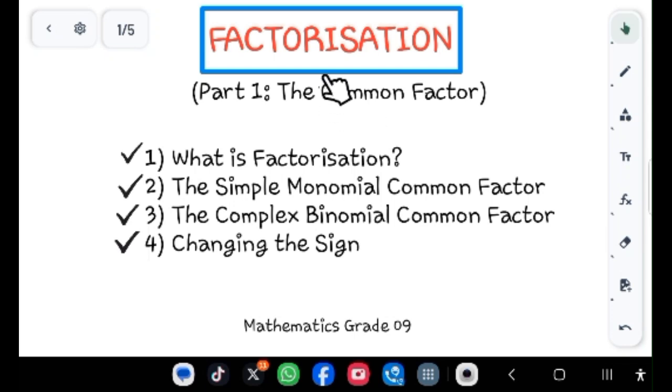And in this video, we're going to focus on factorization for mathematics grade 9, and this is part 1 of a 4-part video series on factorization. In this video, we're going to focus on how to factorize by taking out a common factor.